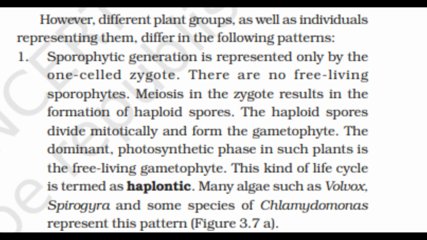First, the sporophytic generation is represented only by the one-cell zygote. There are no free-living sporophytes. Meiosis in the zygote results in formation of haploid spores. The haploid spores divide mitotically and form the gametophyte. The dominant photosynthetic phase in such plants is the free-living gametophyte. This kind of life cycle is termed haplontic. Many algae such as Volvox, Spirogyra, and some species of Chlamydomonas represent this pattern.